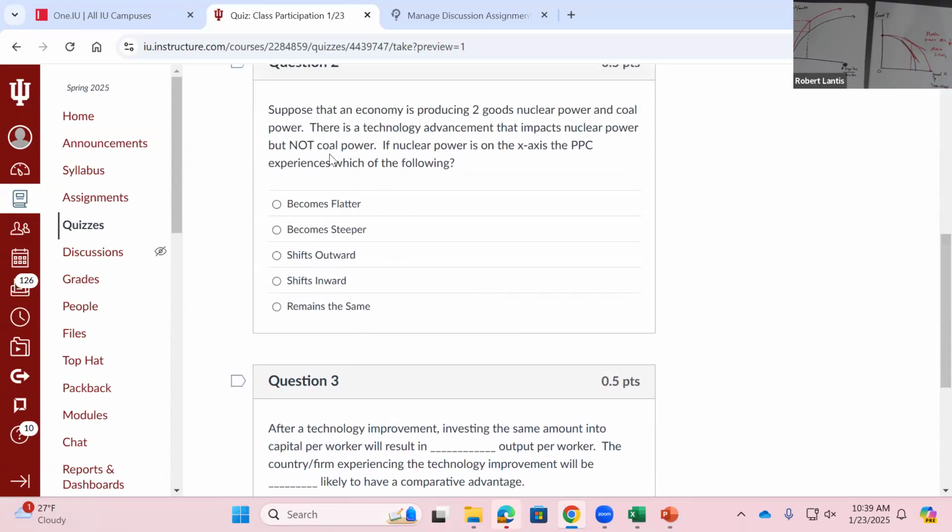And now for this one, if I had a technology change that only impacts one of these products, it's really the same thing that we just drew, right? Because it's only impacting nuclear power, and nuclear power is on the x-axis, it's going to kick out my production possibilities curve on the x-axis. So it won't be a parallel outward shift. It's going to make my entire production possibilities curve a little bit flatter, and do it with your arm if it helps, right? That's why I do it. I think about, oh yeah, becoming flatter. This end kicks out, flatter. If this end kicks up, it's becoming steeper.